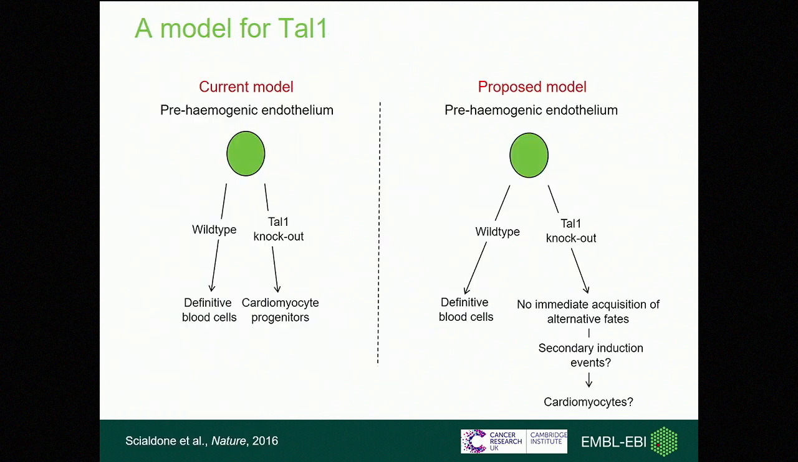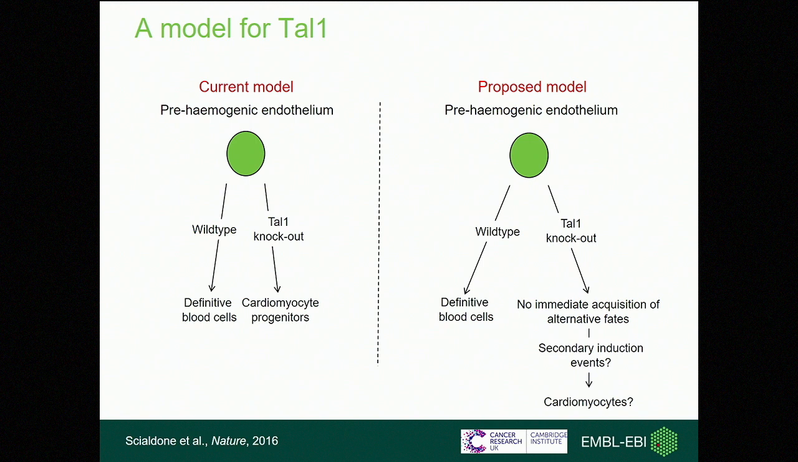And so that allowed us to refine the model of how TAL1 functioned. Instead of in the TAL1 knockout these cells committing immediately to a cardiomyocyte fate, we reasoned that they effectively get stuck. They don't immediately commit to a second fate. Instead, they're just a little bit confused, and they're unable to decide at that particular point of development what they're going to do. And we reasoned that perhaps secondary induction events, perhaps signaling later on in development, might push these cells towards a cardiomyocyte fate.